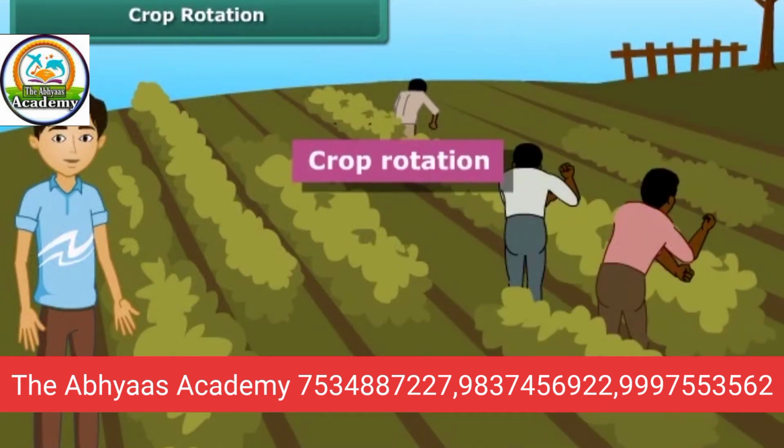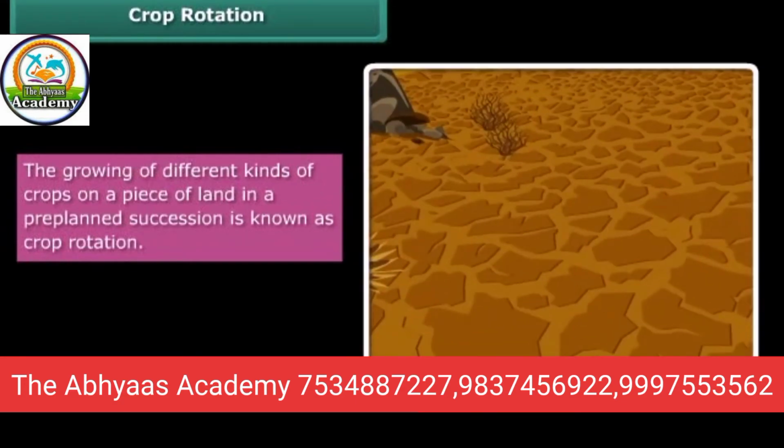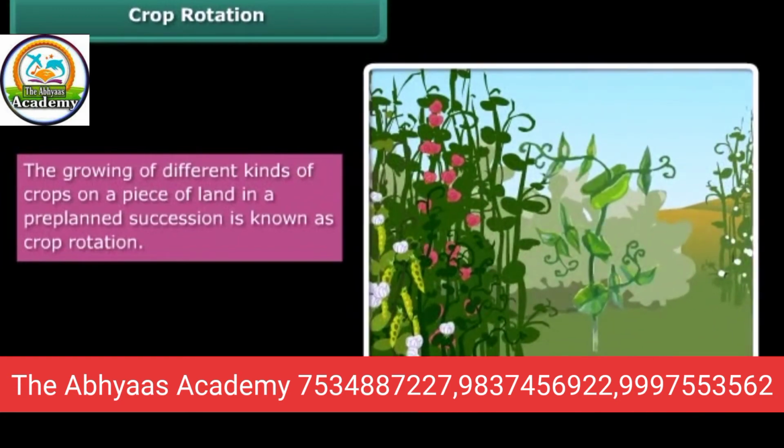Do you know when a cereal crop like rice is grown in the soil, it uses up a lot of nitrogenous salts, so that if another cereal crop is grown in the same soil, the soil becomes nitrogen deficient? So by rotation, a leguminous crop should be grown after a cereal crop.